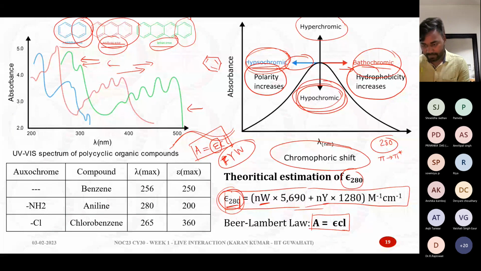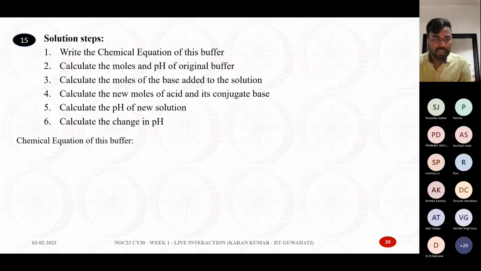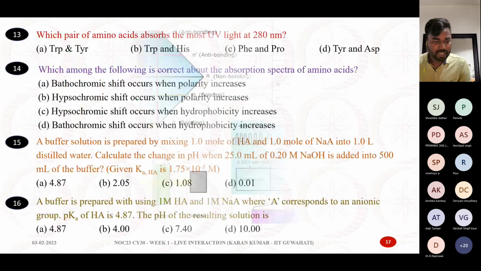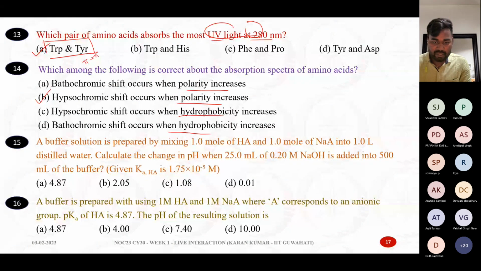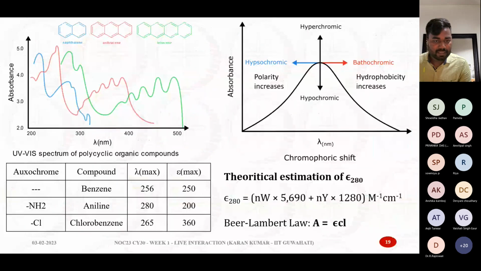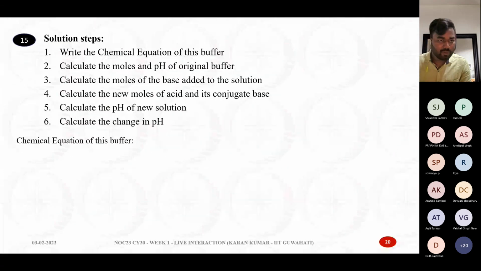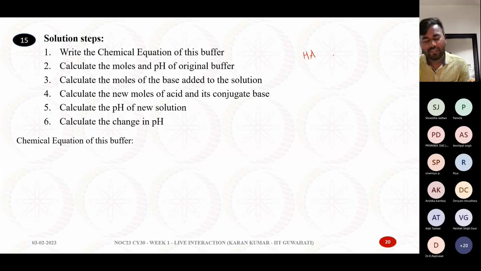Now let's discuss question number 15, which was the question to calculate the change in pH. To do that, first write the chemical equation of this buffer. The chemical equation of this buffer means it has the HA acid, which is a weak acid, and then the conjugate base is NaA, the salt of it.